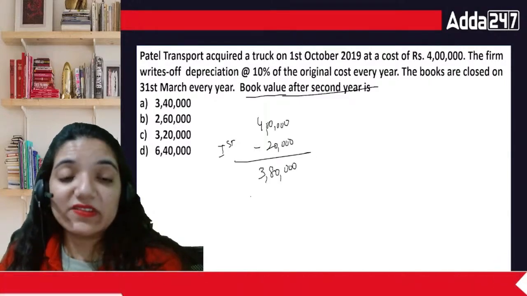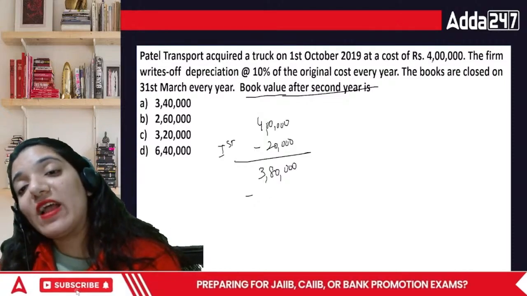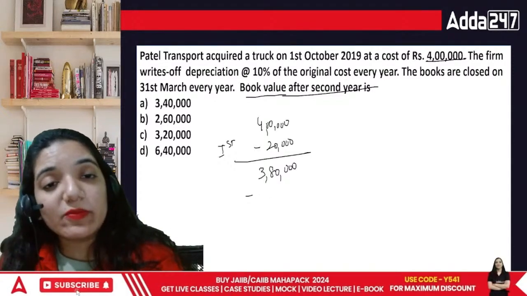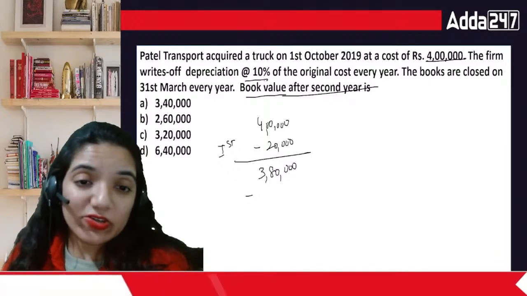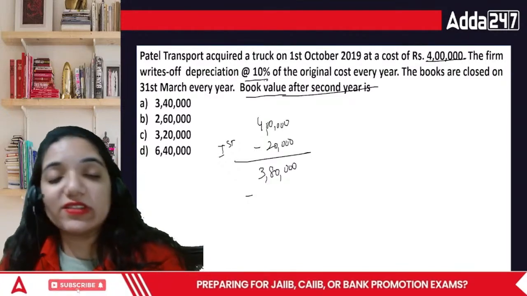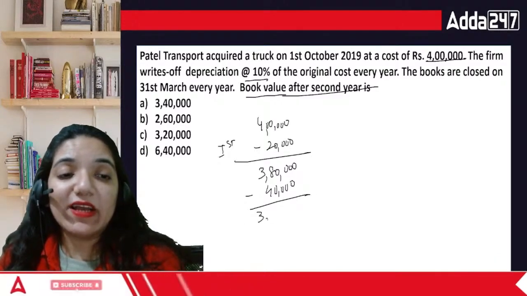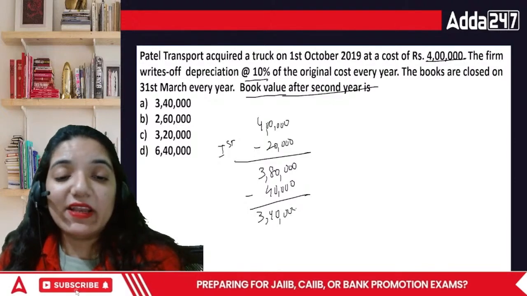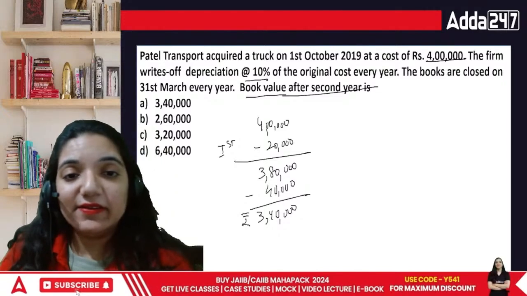3,80,000 rupees. From this 3,80,000, remove for the second year, it is going to be flat 4 lakh into 10%, because depreciation is always on the original cost, not on the amount which is left or something else. It is always on the original cost in this case. That would be around 40,000, everyone. If it is 40,000, that means we are left with 3,40,000 by the end of the second year. Done, everyone?